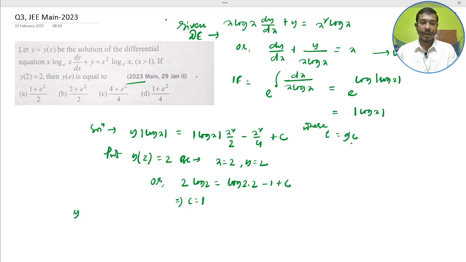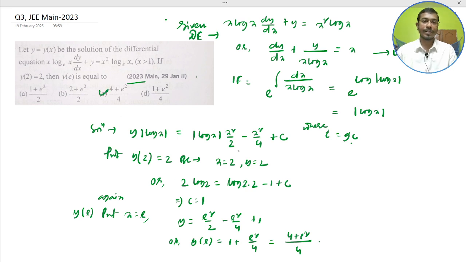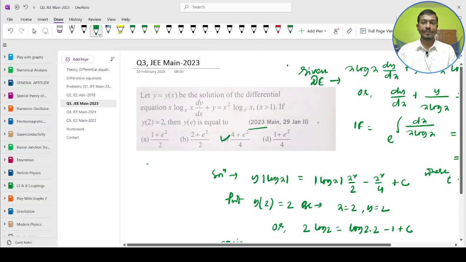Next you have to find y(e), means put x equal to e. X equal to e means y equal to, put this value, e square by 2 minus e square by 4 plus 1. So you have to find the value of y(e). So y(e) would become 1 plus e square by 4. 1 plus e square by 4 means 4 plus e square divided by 4. So 4 plus e square divided by 4 would be the correct answer. Option C would be the correct.